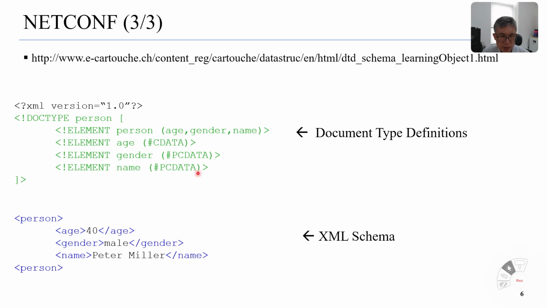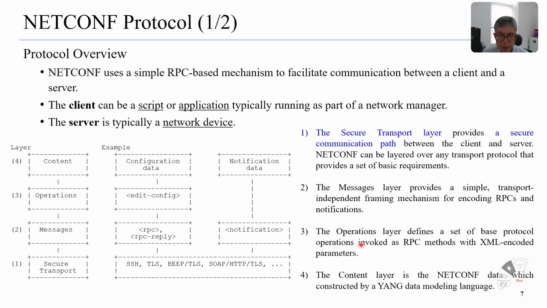Based on this DTD, we can instantiate an actual record of a person, like age 40, gender male, name Peter Miller. So this is the XML schema.